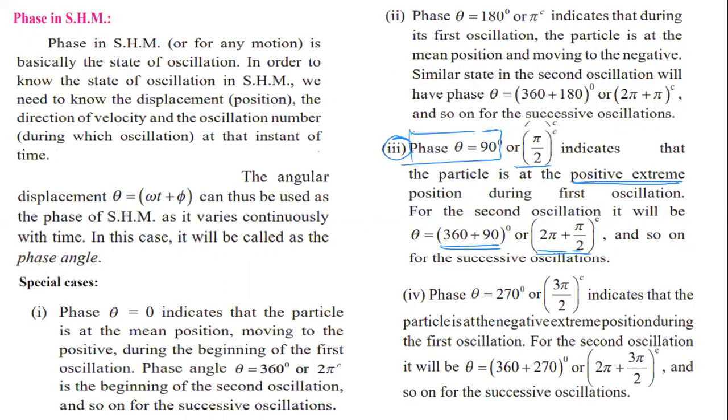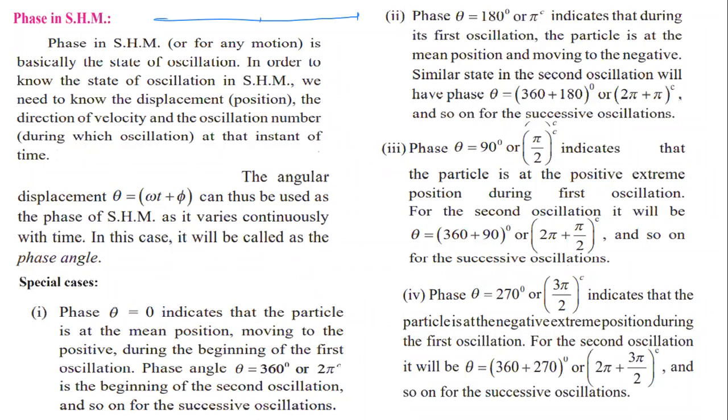Now next one is, if the phase is 270, it means that the particle is at the negative extreme position during the first oscillation. For the second oscillation it is 360 plus 270, or we can write 2 pi plus 3 pi by 2 radian, and so on for the successive oscillations. I repeat again in simple words here.